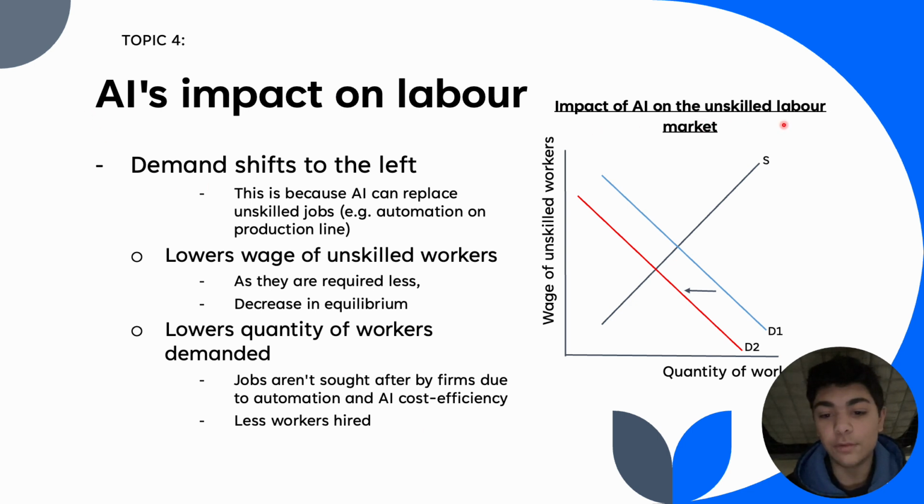First, on the unskilled labor market. So demand will shift to the left with the introduction of AI, and this is because AI can replace unskilled jobs, which is like people working on production lines. AI can automate that, so they won't be needed to work. So this will lower the wage of unskilled workers because they'll be required less, and this will also decrease the equilibrium from here down to here. And lower quantity of workers demanded, as you can see, shift to the left. And this is because the jobs aren't sought after by the companies because they've got AI.